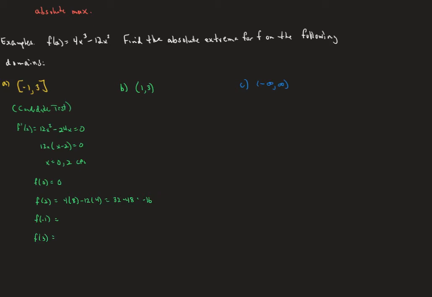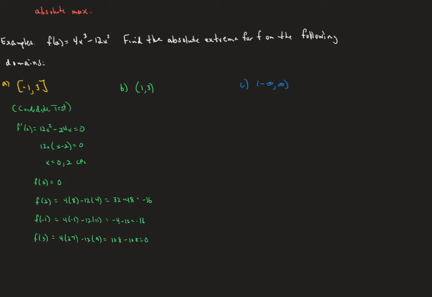When we plug in negative 1, we're going to get 4 times negative 1 cubed, which is negative 1, minus 12 times negative 1 squared, which is a positive 1. And so that's going to be negative 4 minus 12, which is also negative 16. And then finally plugging in 3, we're going to get 4 times 3 cubed, which is 27, minus 12 times 3 squared, which is 9. So that's going to be 4 times 27 is 108, and 12 times 9 is also 108, and so that's going to be 0.